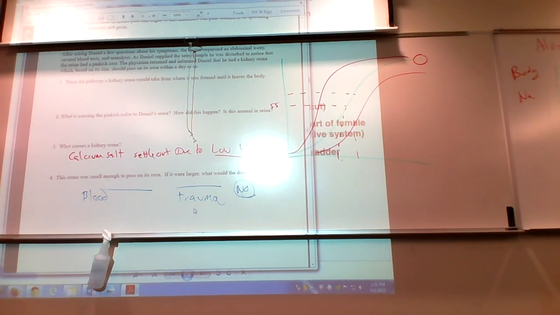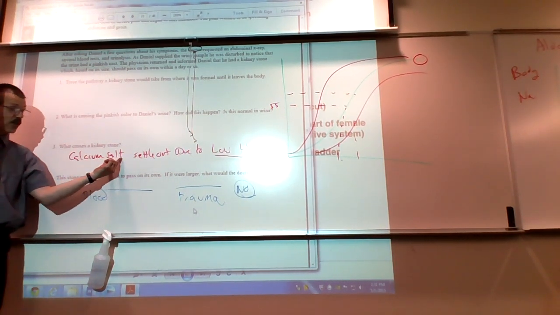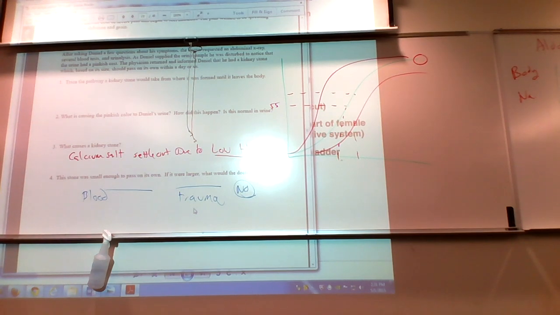So, for example, if you have the flu for 3 days and don't drink anything, I will end up with a kidney stone because I have no water. Therefore, the salts that are left in my urine settle out and become a rock because there's no water to flush them. Are some people just more prone to these than others?